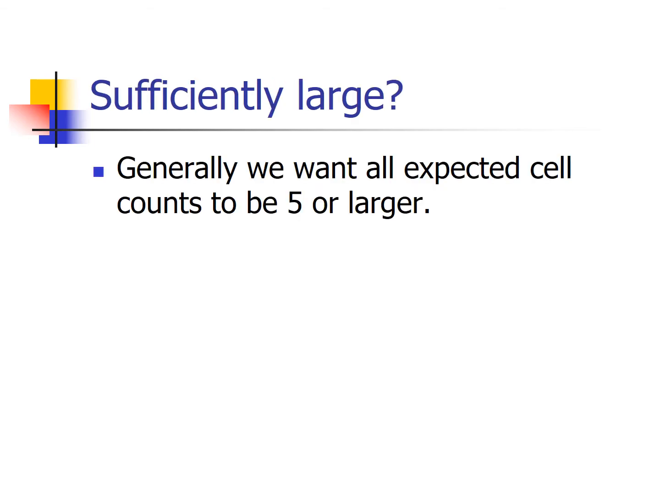Now, how do we define this idea of sufficiently large? We define sufficiently large as a situation where all expected cell counts are 5 or higher. So same rule of thumb as we had in the 2 by 2 case as well. So this is a very straightforward generalization. Or we might think of the 2 by 2 that we thought of as a special case of what we're talking about right now.